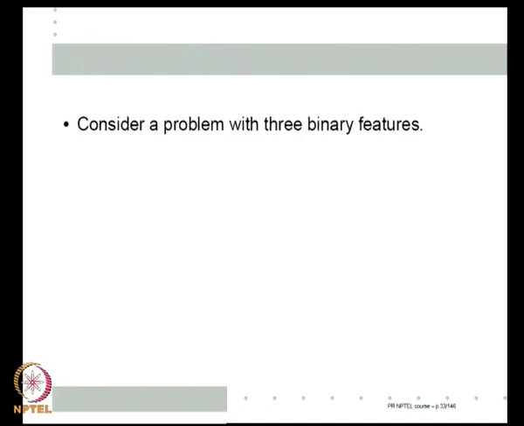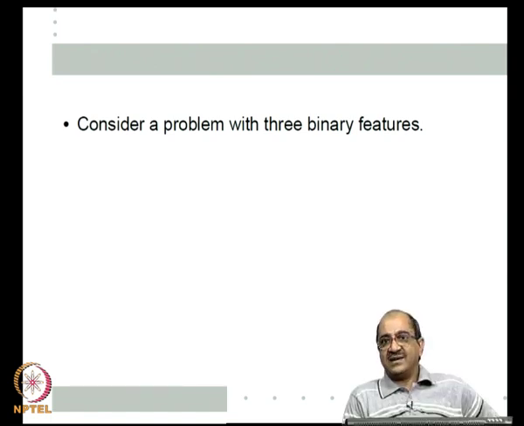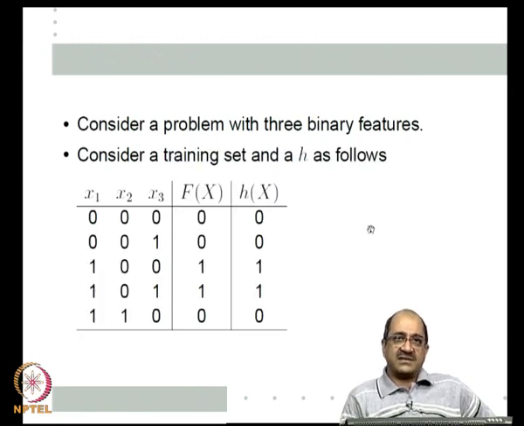Let's see what it means in a very simple setting. Then it does not look so counterintuitive. Let us say we consider a problem with just 3 binary features. The 3 features x1, x2, x3, a feature vector of dimension 3, and all features are binary. So essentially my space has only 8 possible feature vectors. Let us say this is my training set.